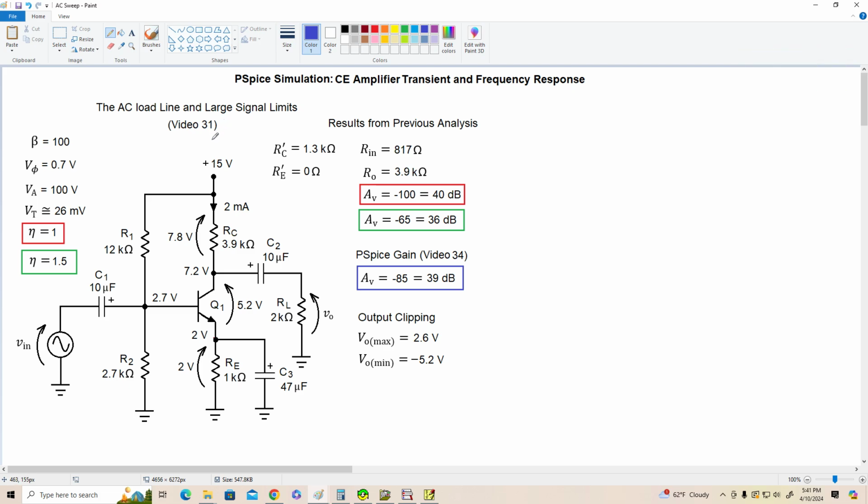In the last video, we did a Q point and transient analysis of this amplifier using PSpice, and we found that it gave us really good agreement with our theoretical values that we calculated by hand. Today, we're going to look at the frequency response of this amplifier, in particular its low frequency response, and that's determined by the coupling and bypass capacitors.